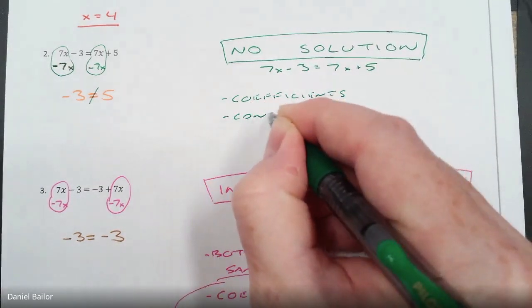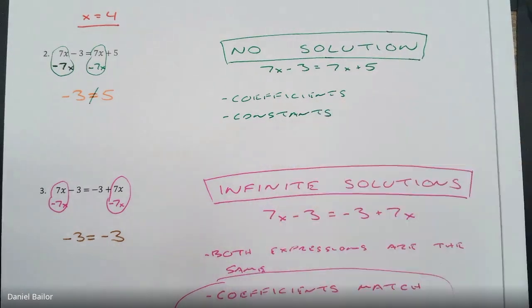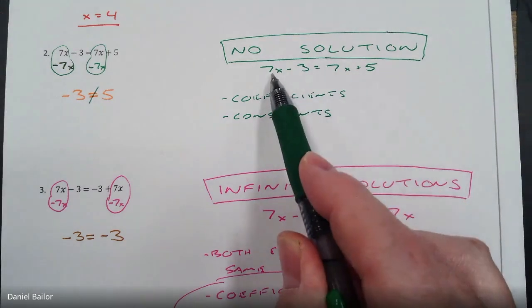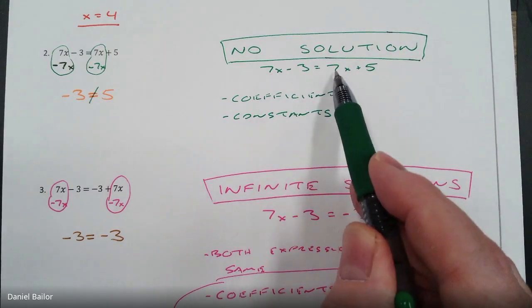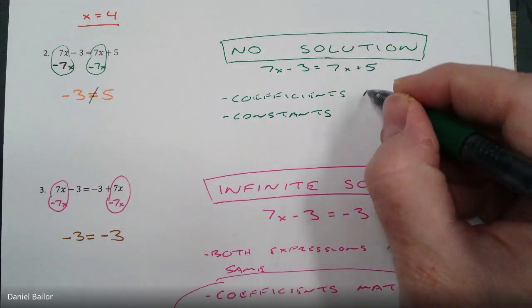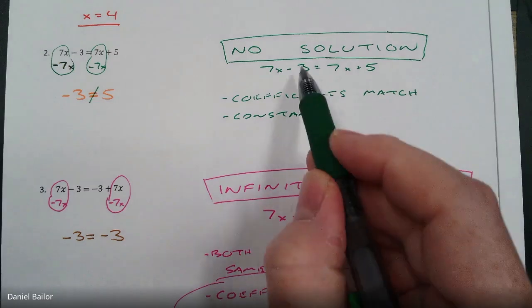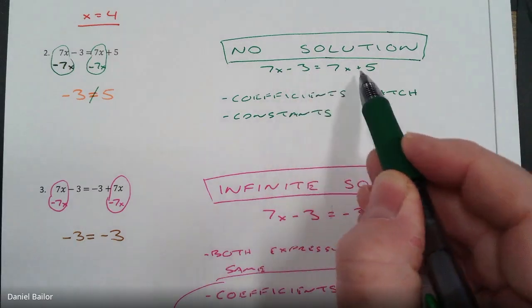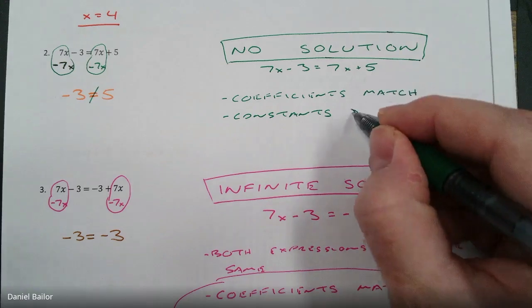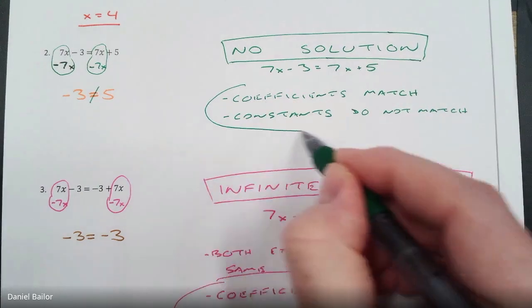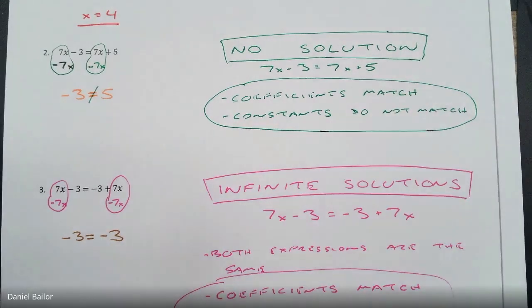And the constants. That's what we look at to classify solutions. So the coefficients in this example, you look at the coefficient is 7, coefficient is 7. So when there is no solution, the coefficients still match. The coefficients match. What about the constants? Well, this constant is -3. This constant is 5. So the constants do not match. And that's how you know there is no solution.